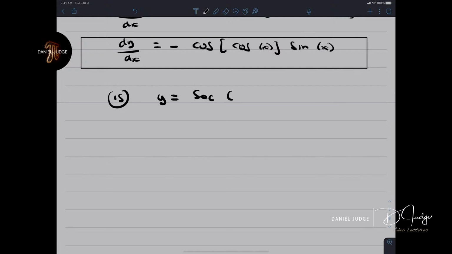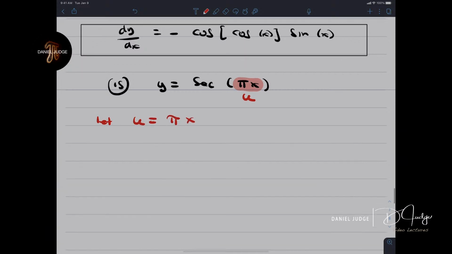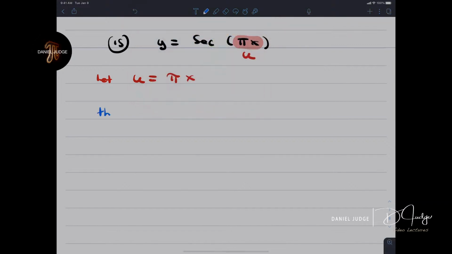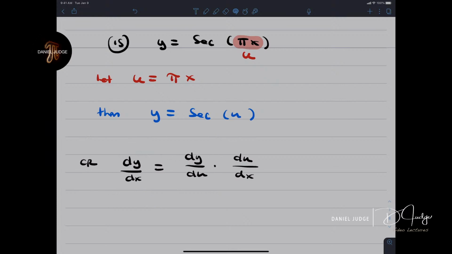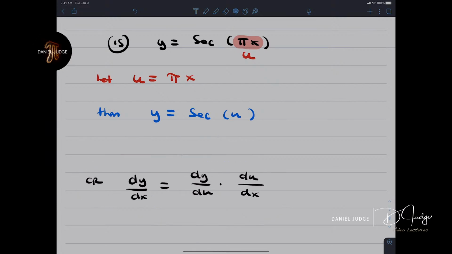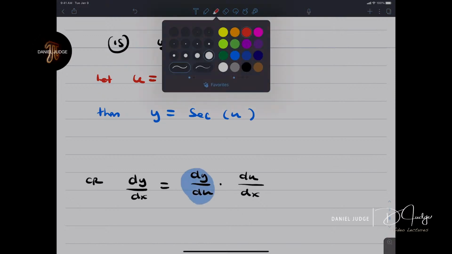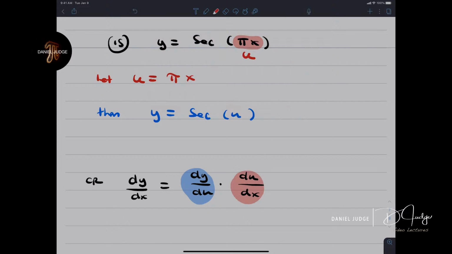Number 15. Y is secant pi x. U is this inside function. Here's my u. So let u be pi x. Then y becomes secant u. Chain rule now. Blue derivative, red derivative.